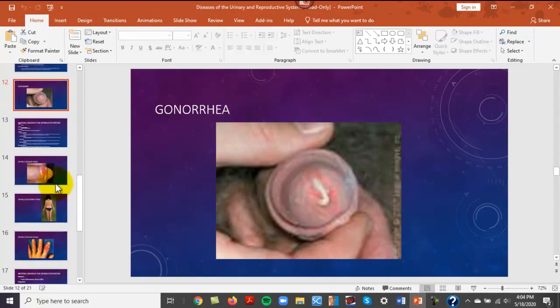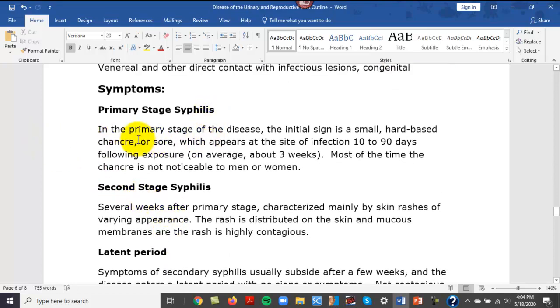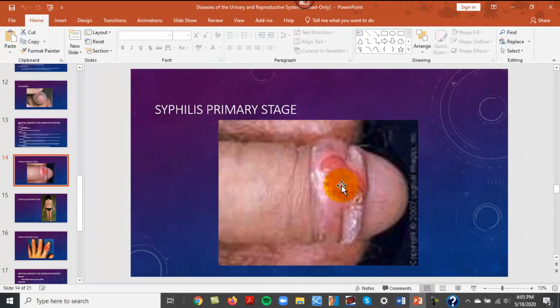I don't have a picture of it here, but syphilis goes in stages. In the primary stage, there's a chancre, pronounced "shanker." I should probably bold that right there. It's a kind of rubbery lesion, but it's pronounced chancre, believe it or not. The infection appears at the site 10 to 90 days following exposure, on average 3 weeks. Most of the time, it's not noticeable to men or women. That's a chancre, and it develops, but it actually goes away, and that's called the primary stage of syphilis.